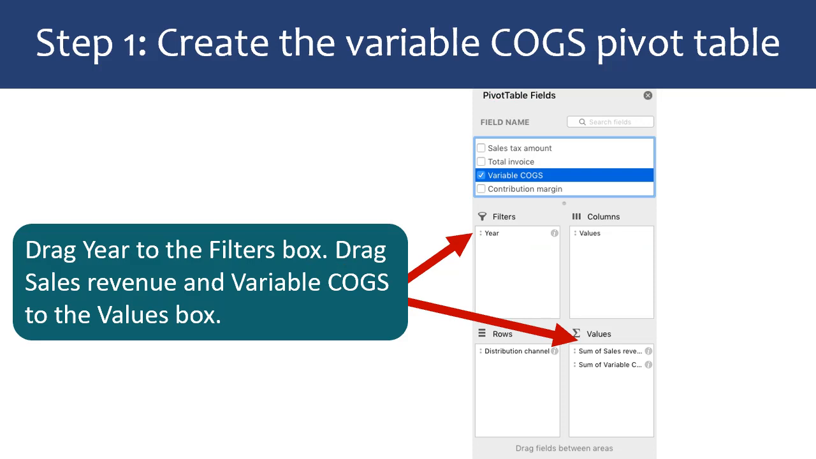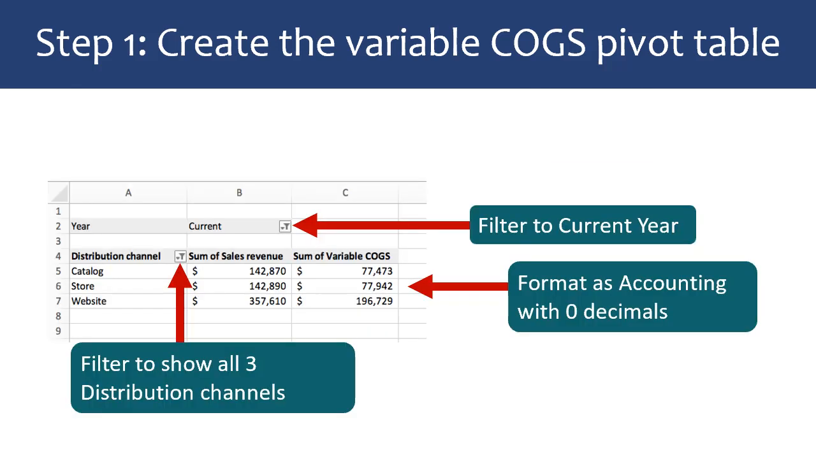Drag Year to the Filters box. Drag Sales Revenue and Variable Cost of Goods Sold to the Values box. Filter to show all three distribution channels in current year. Then format the columns as accounting with 0 decimals.